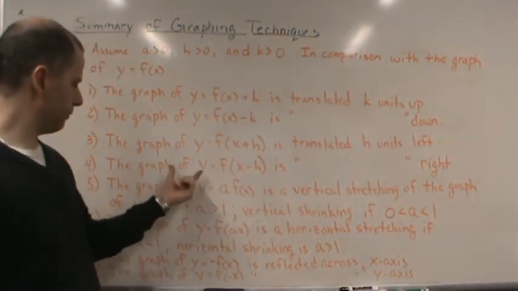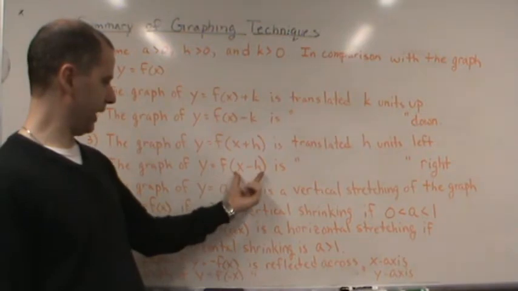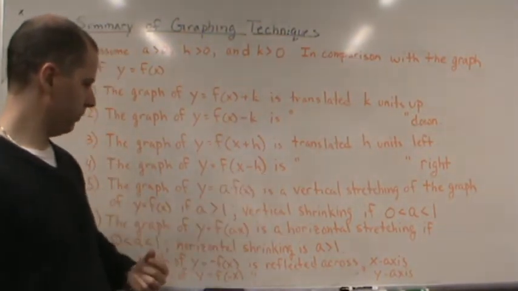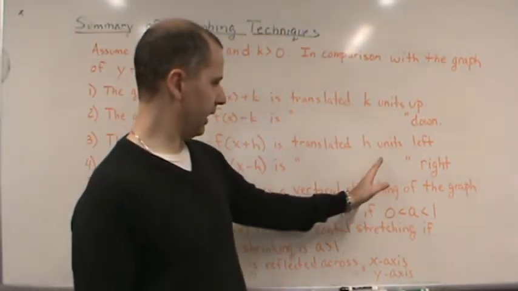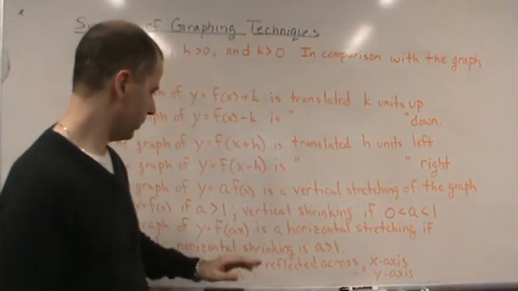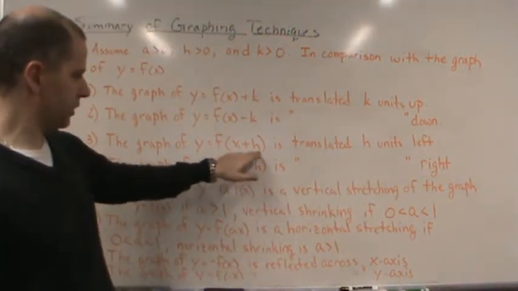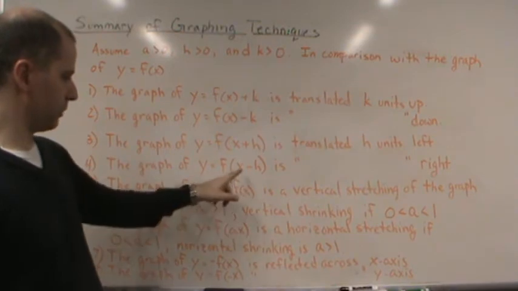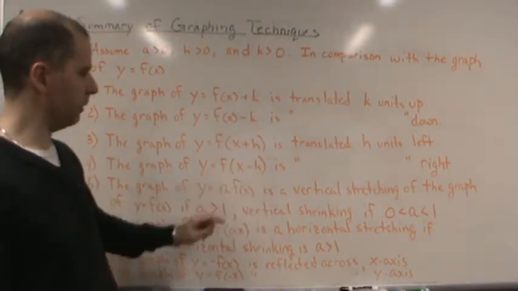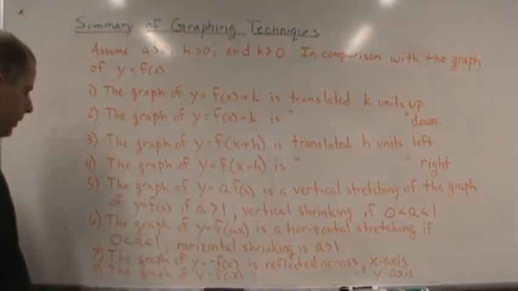So the graph of y equals f of x minus h here is going to be translated h units to the right. So again, if you're adding inside the function, you're moving to the left. If you're subtracting inside the function, you're moving to the right.